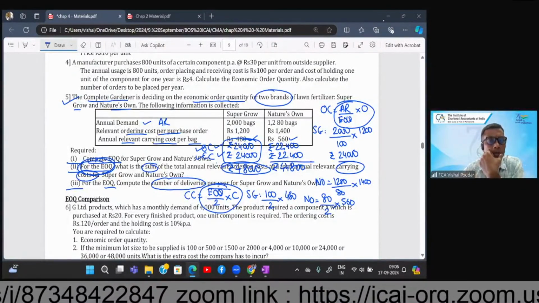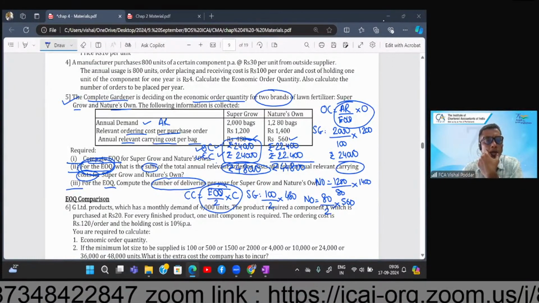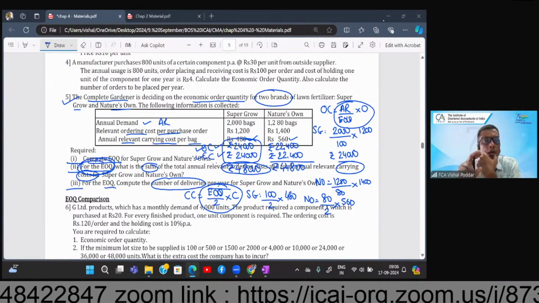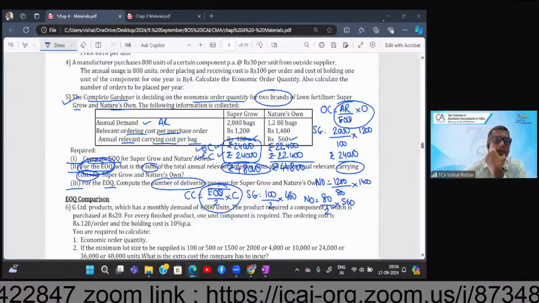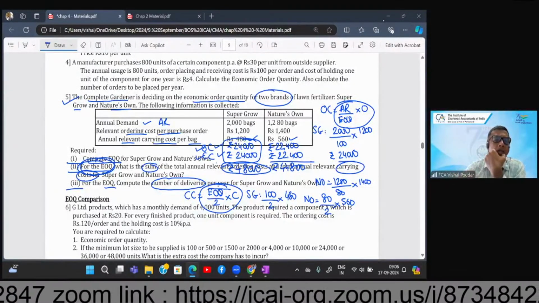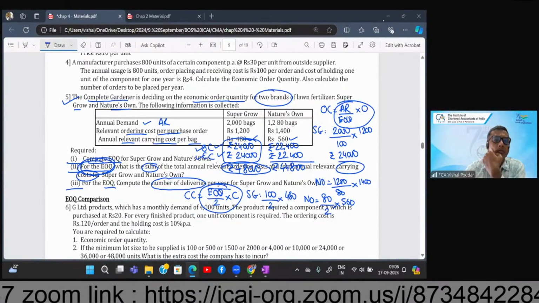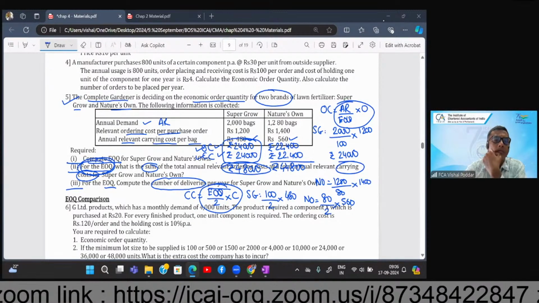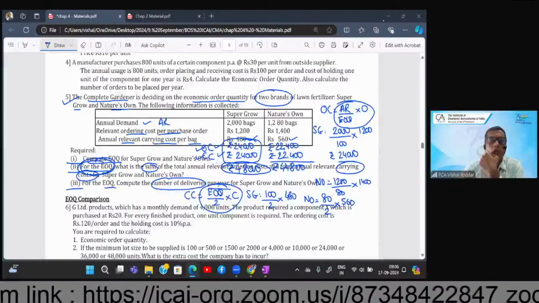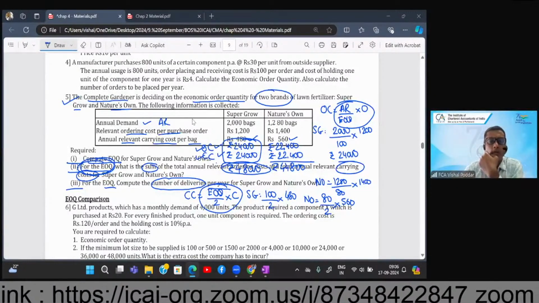Nitish, your carrying cost is wrong, beta. Ordering cost and carrying cost will be the same because we are computing this at the EOQ level. I hope you got the right answer, Nitish. Now you all may calculate the third answer also.